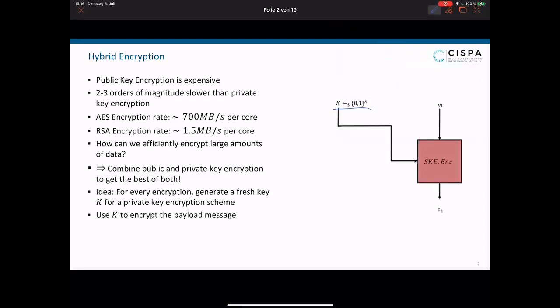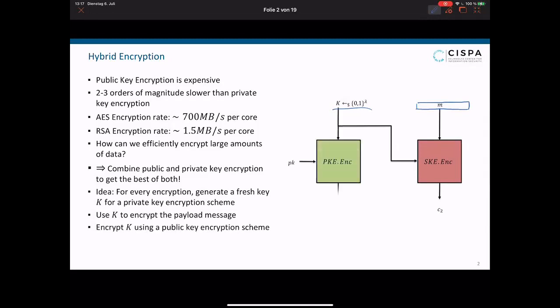Okay, then we take our private key encryption scheme with this key and encrypt our large message M. So I think M is this huge block of data. We encrypt this with our private key encryption scheme. Okay, but now what do we do with this key K? Let's say our receiver doesn't know this key K. How can we tell the intended receiver who only has a public key about this key K?